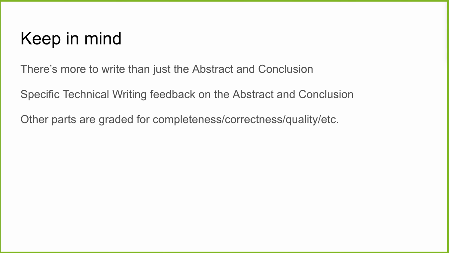Just as a reminder, keep in mind there's more to write for this Lab 1 assignment than just the abstract and conclusion. That's going to be true for the other lab reports as well, when we focus on different technical writing pieces. We're just giving you specific technical writing feedback for Lab 1 on the abstract and conclusion. The other parts of the procedure, the things that you do there, the different aspects specified in the lab assignment itself, the different sections of the report, are going to be graded for completeness, correctness, and quality, similar to how you would expect a typical lab report to be graded.